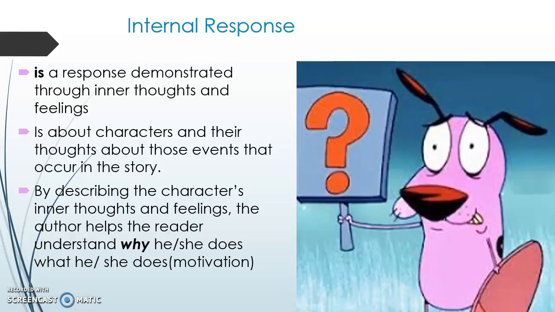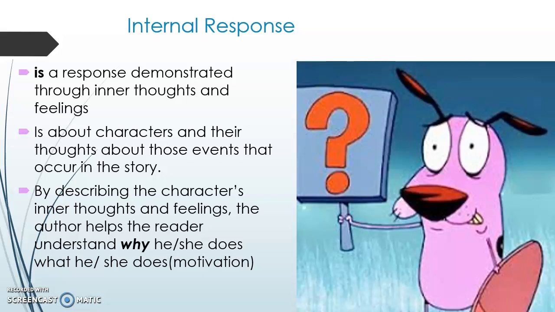Let's talk about internal response. Internal response is the reaction demonstrated through someone's feelings. So it's the reactions from the inside. No one can see it. It happens in our thoughts. It happens in our feelings. This is about the character and their thoughts, how they feel about the event that happened in the story.